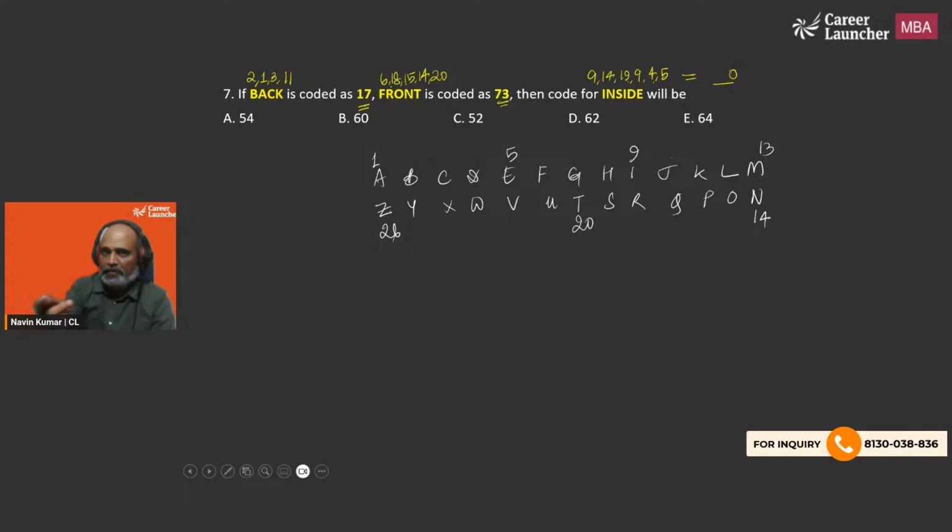So I did not add everything. I only calculated the last digit of the sum. So obviously it will end in 60. There is only one option which ends in 0. Right? Right, Abhishek?